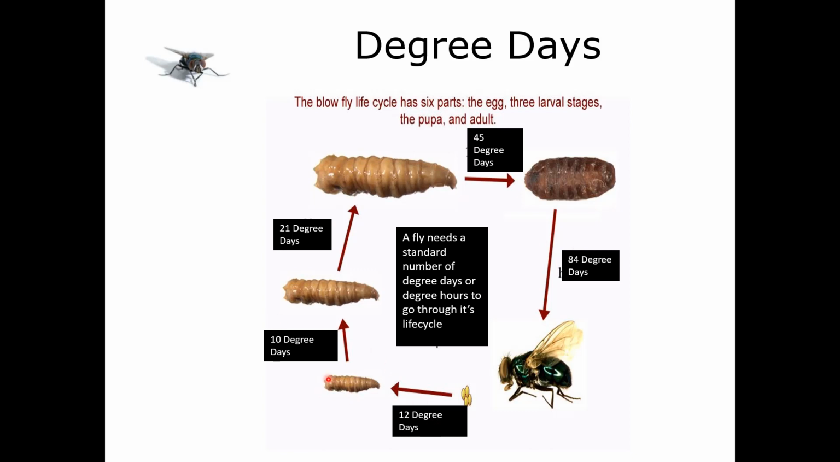It'll need 10 degree days to go through the first instar, 21 through the second, 45 for the third, 84 for the pupae. Okay, so it needs a standard number depending on the species. And we figure this out by calculating the number of degree days based on our life tables that you saw last time. All right, now this tends to be where I lose people a little bit. So I'm going to give you an example that I like giving to the police officers when I first try to explain this to them or to the lawyers.